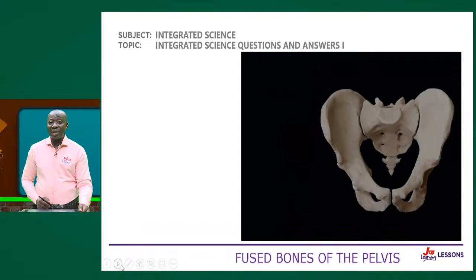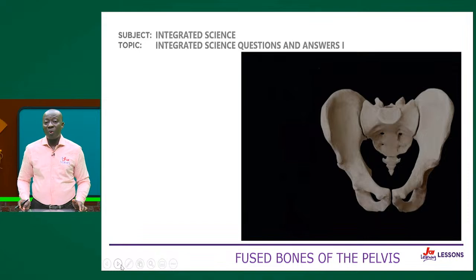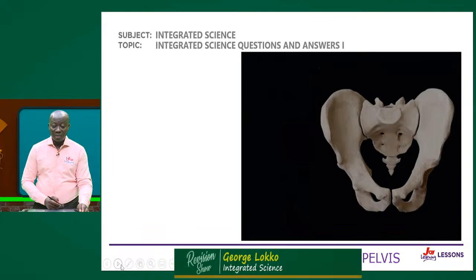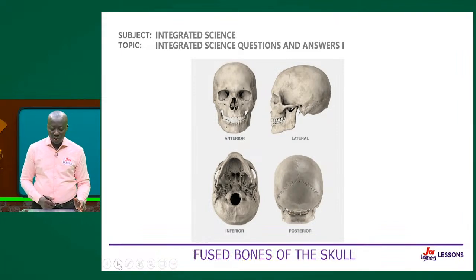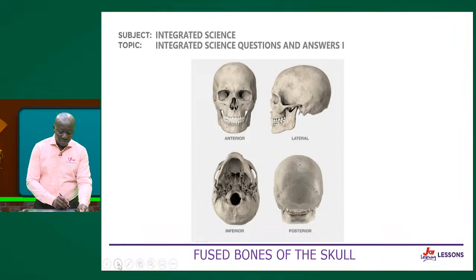Showing on your screen is a simple picture of the bones in the pelvic region, the one that helps us to walk around the waist region. These bones are fused together. When they separate, we cannot walk again. So it is important they remain fused. Again, we have the bones of the skull, that is the cranial bones. We have different shapes and sizes, but collectively, they form the shape of our faces and the dimensions of our head. So if your head is big, then it is the nature of your skull. So don't blame anybody. It is how you were made or created.